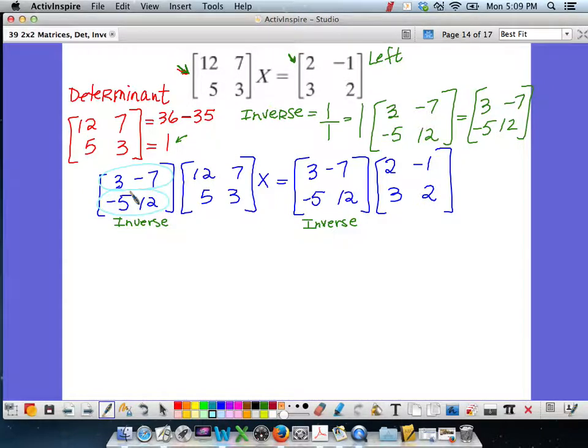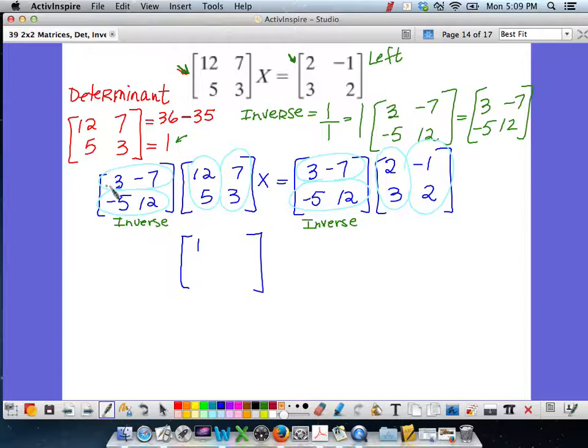So again, when I'm multiplying, I'm looking at row by column. So now I'm going to multiply these together. This is a 2 by 2 times a 2 by 2. So I have 3 times 12 is 36. Negative 7 times 5 is negative 35. Add those together and you get 1.